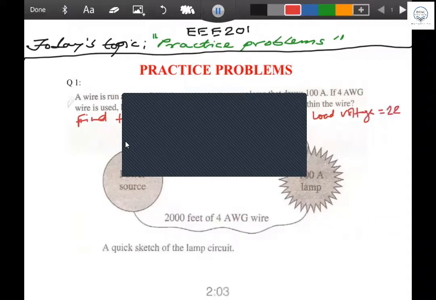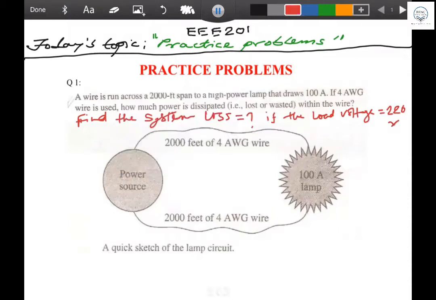Sir, I cannot see the screen, sir. Just a minute. Okay, one second. Yeah, now it's all right. One second. Okay, can you see the screen now? Yes, sir.